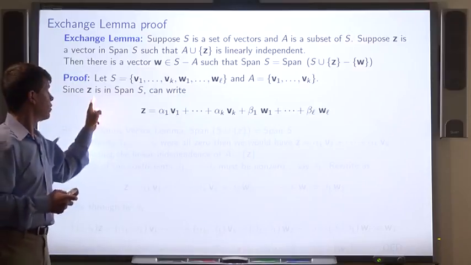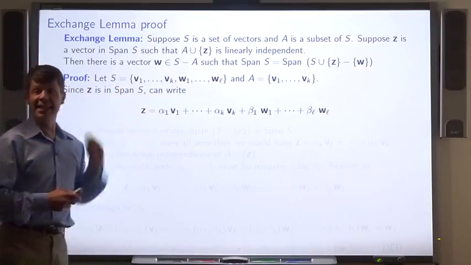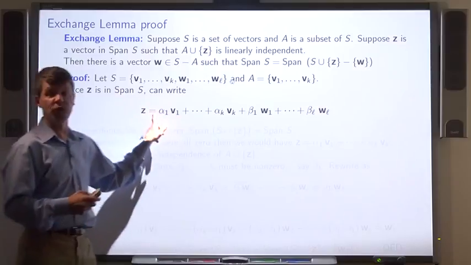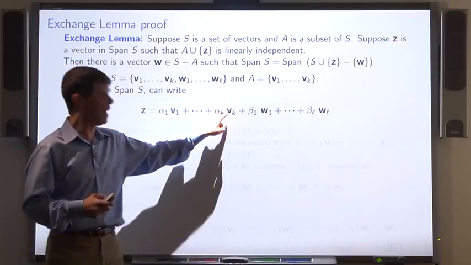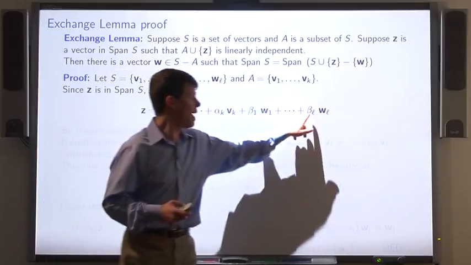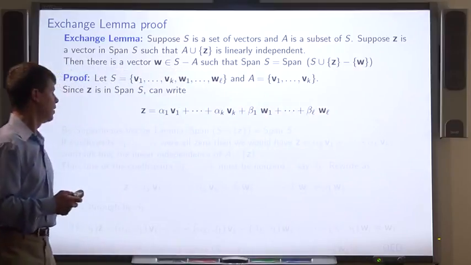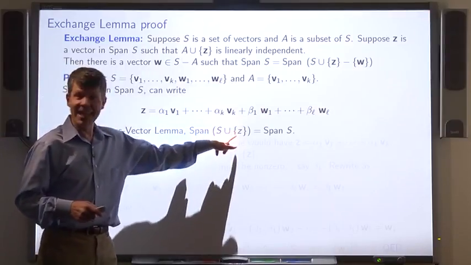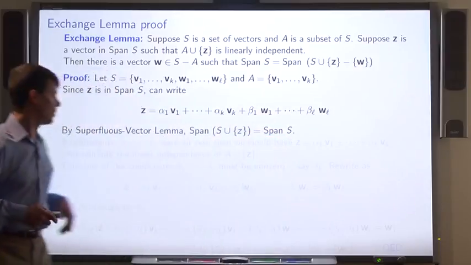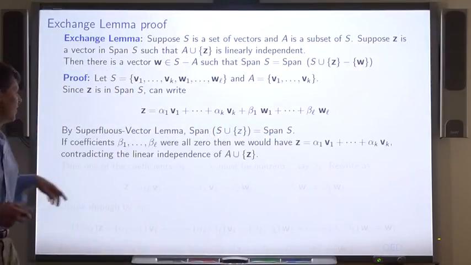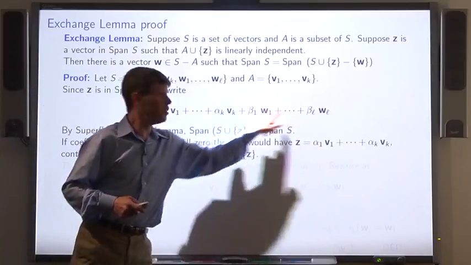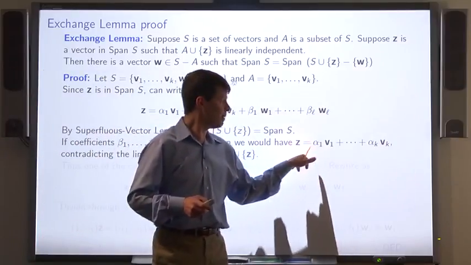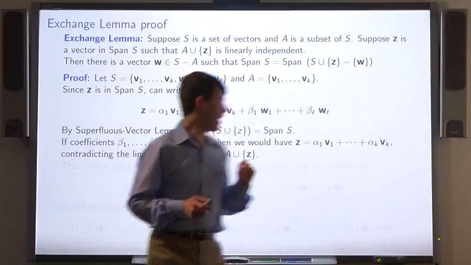Now, since Z is required to be in the span of S, we can write Z as a linear combination of the vectors in S. Here's a linear combination: Z is alpha 1 times V1 up to alpha k times Vk plus beta 1 times W1 up to beta l times Wl. By the superfluous vector lemma, the span of the set obtained from S by adding in Z is the same as the span of S. Z is a superfluous vector. Now, if these coefficients beta 1 through beta l were all 0, then we would have written Z as a linear combination just of the vectors V1 through Vk.